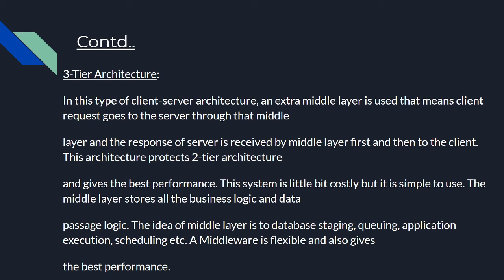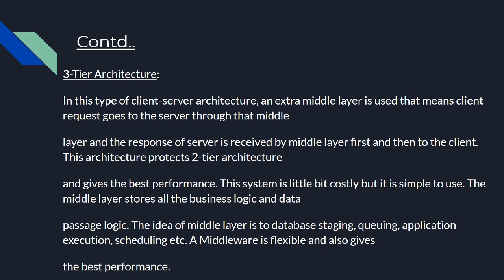Now, what is a 3-tier architecture? In this type of client server architecture, an extra middle layer is used. That means the client request goes to the server through that middle layer, and the response from the server is received by the middle layer first and then goes to the client. This architecture improves on two-tier architecture and gives the best performance.